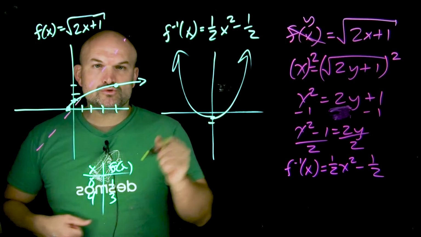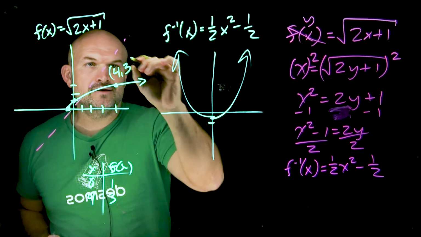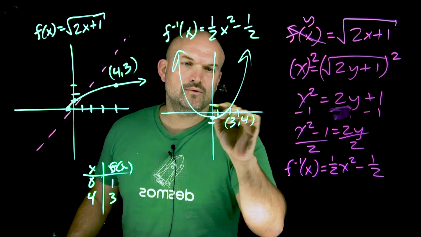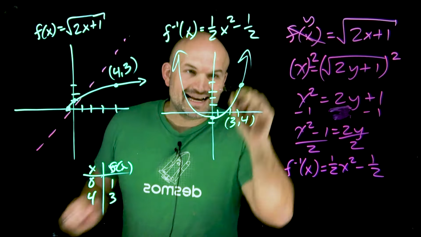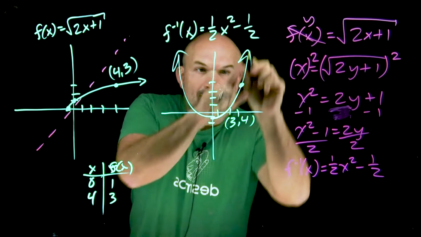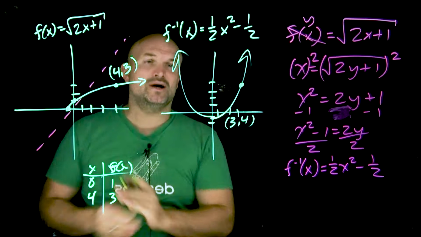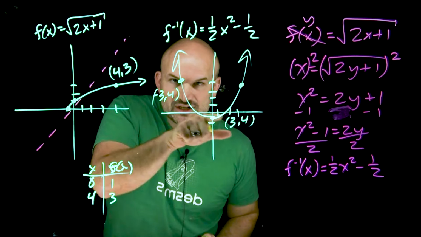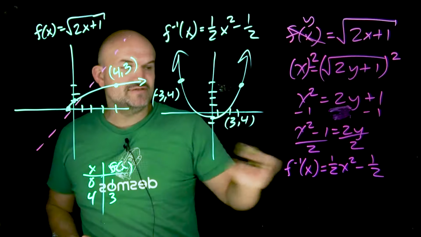Remember, you're going to swap the variables. 4 comma 3 is now going to be swapped to 3 comma 4. That point is going to be on this graph. If you remember the symmetry of quadratic equations, over here would be negative 3 comma 4. This portion of the graph is not part of this inverse function.